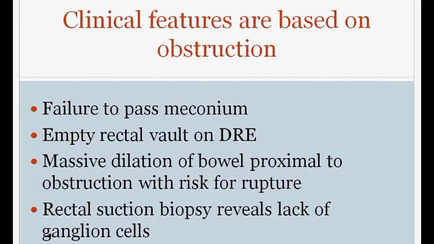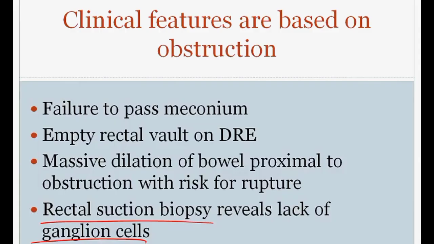The way by which the diagnosis is made in this particular disorder is rectal suction biopsy, and the rectal suction biopsy will show a lack of ganglion cells. Now it's important to note that you need to do rectal suction biopsy, and that's particularly high yield. And the idea here is that the standard biopsy simply only takes a piece of mucosa, but if you take a piece of mucosa, you won't be able to ask the question of whether the ganglion cells are absent or present, because the mucosa normally does not have ganglion cells to begin with.